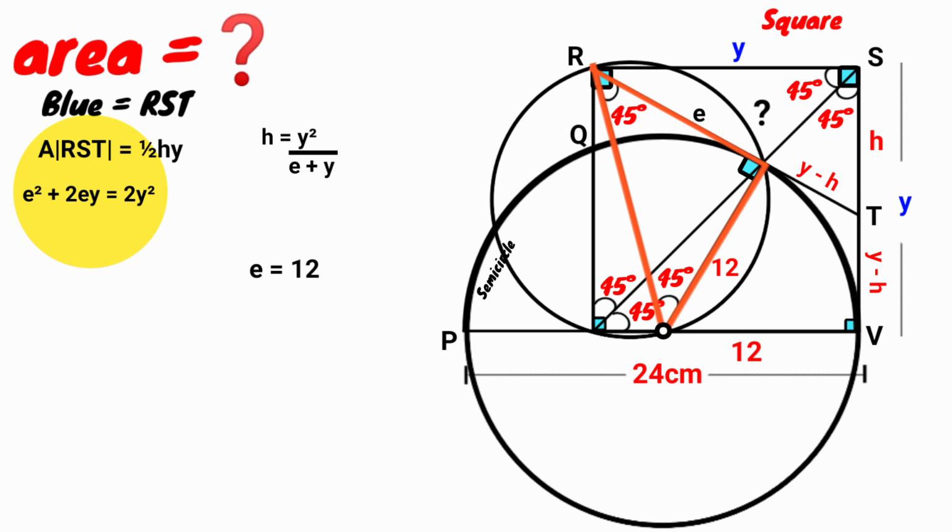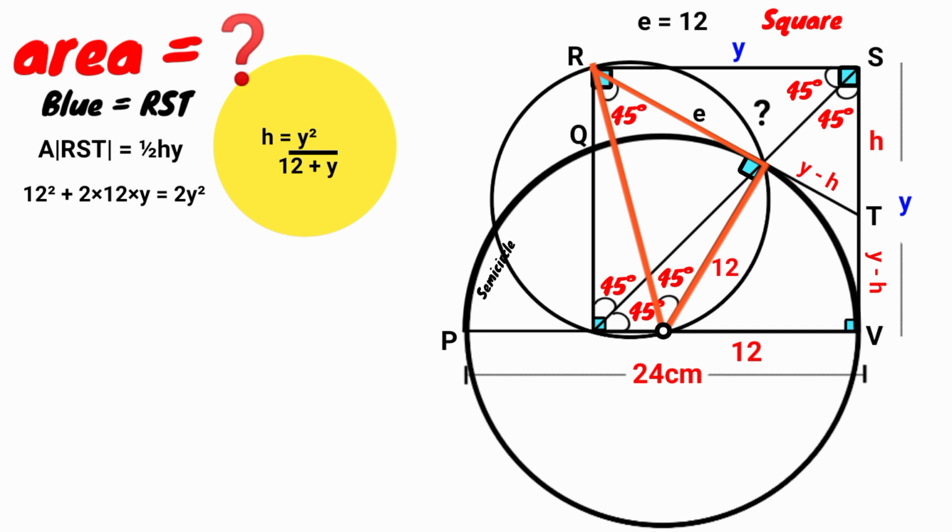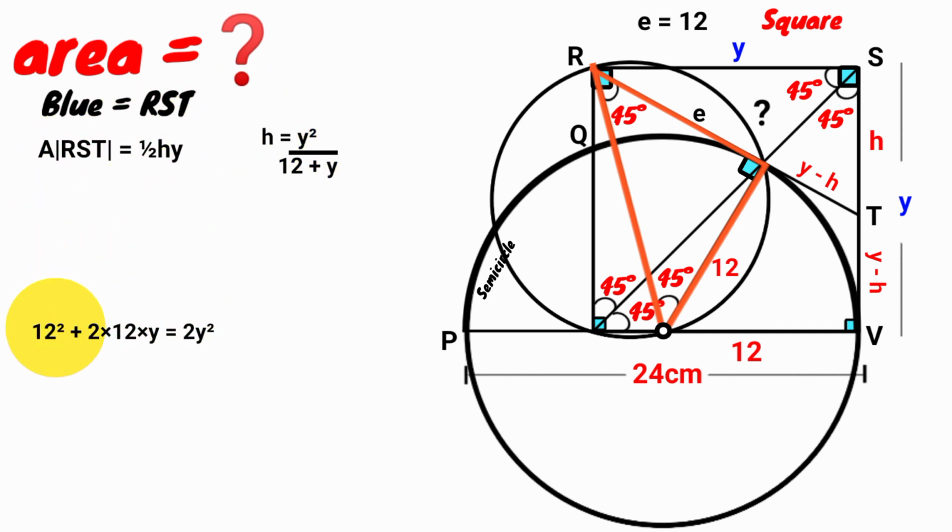Come here, substitute E equal to 12. So 12 squared plus 2 times 12 times y equal to 2y squared. And here, h equal to y squared over 12 plus y. Back to this equation, 12 squared is 144. 144 is the same as 2 times 72. Here, 12 times y is 12y. From here, we can factor out 2. So it is 2 into bracket 72 plus 12y, which equal to 2y squared. This 2 eliminates this 2. So 72 plus 12y equal to y squared.